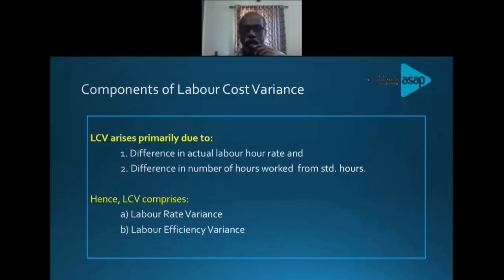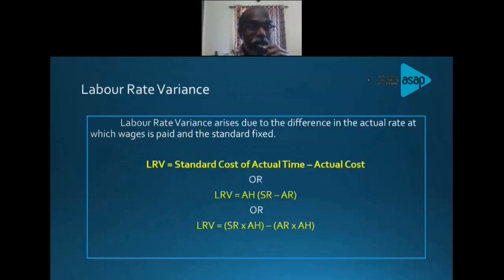Hence, the labor cost variance has two compartments or two parts. They are labor rate variance and labor efficiency variance. Labor rate variance, you know now exactly what it is. Rate refers to the rate per hour or rate per a particular time period, the wage rate. So these are the two components of labor cost variance, labor rate variance and labor efficiency variance. Now we have to see labor rate variance.